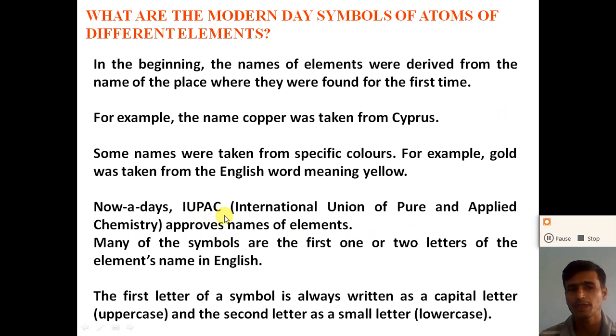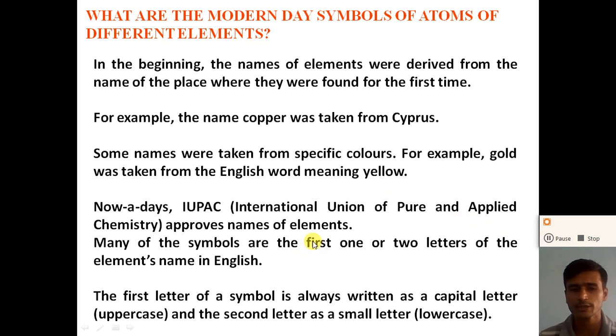This is called the IUPAC name of the elements. So what do we mean by IUPAC? International Union of Pure and Applied Chemistry. That may be asked in your examination: what is the full form of IUPAC? IUPAC means the International Union of Pure and Applied Chemistry, which approves the names of the elements, and that is called the IUPAC name of the element.